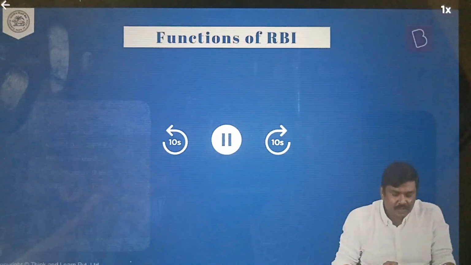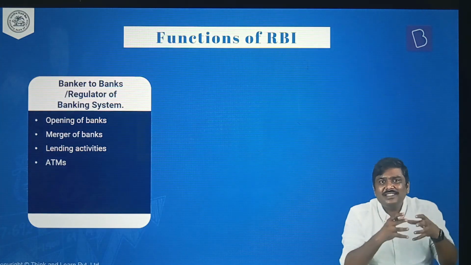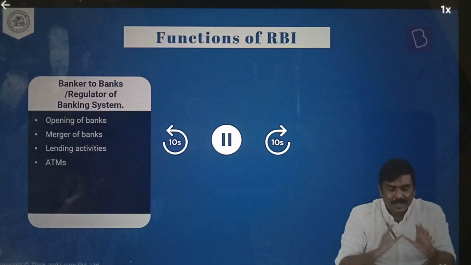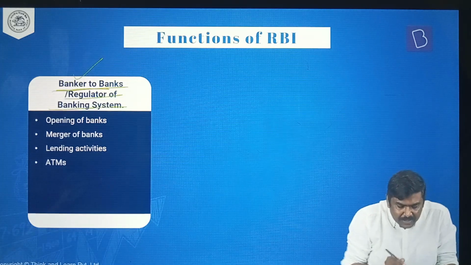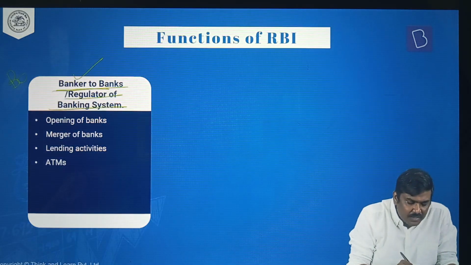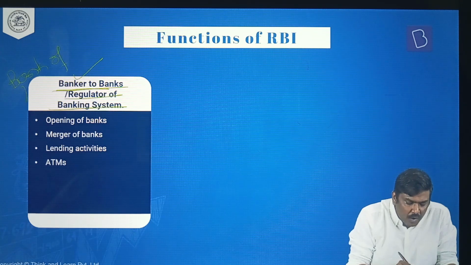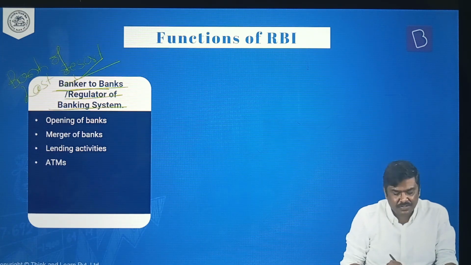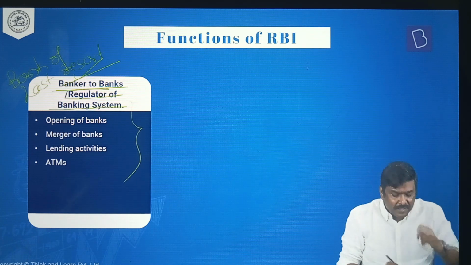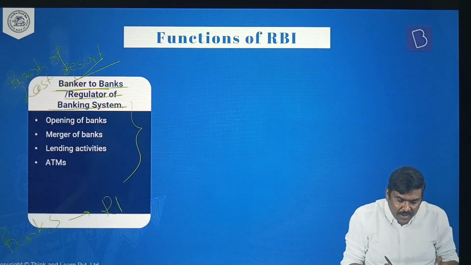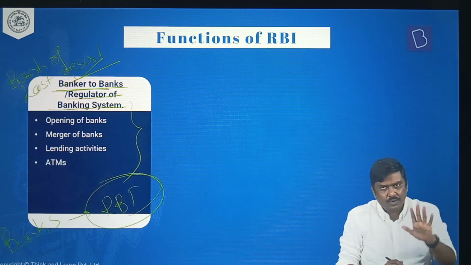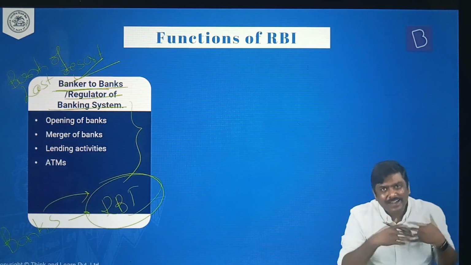Next, other functions of RBI. What we are discussing is the functions of RBI. So, other functions of RBI: it is also referred to as a banker to banks, bank of last resort. Remember this. Bank of last resort, regulator of the banking system, etc. Why? Banks, whenever they require money, they can approach RBI and take loans from RBI. Is it okay? The banks can approach RBI and take loans.